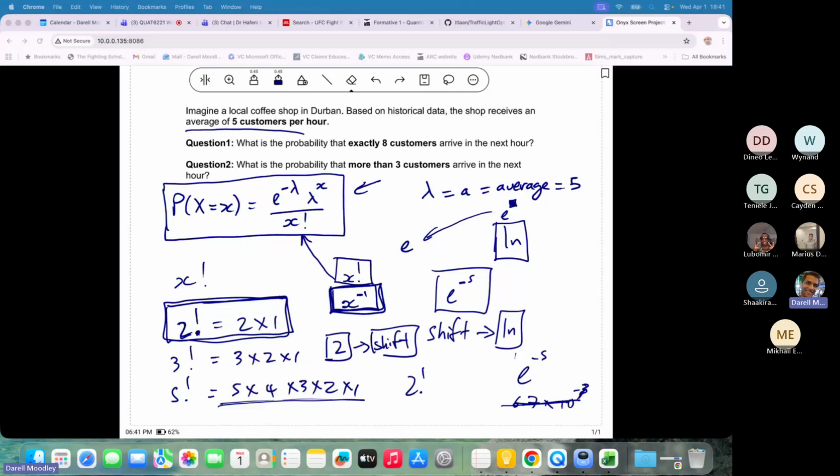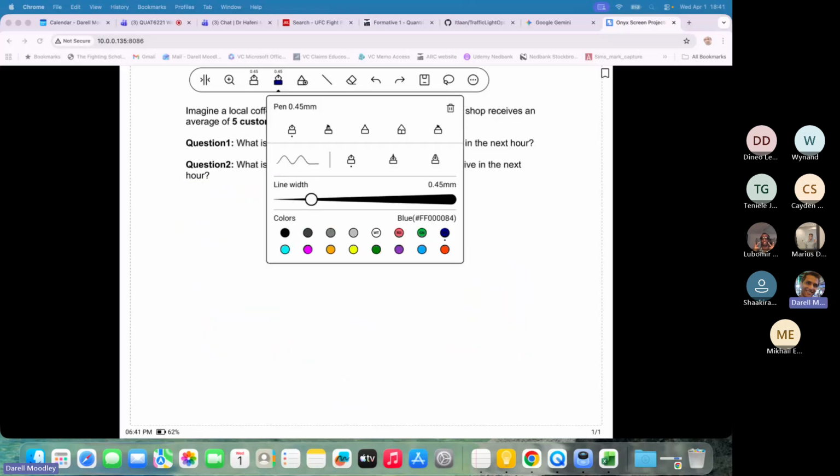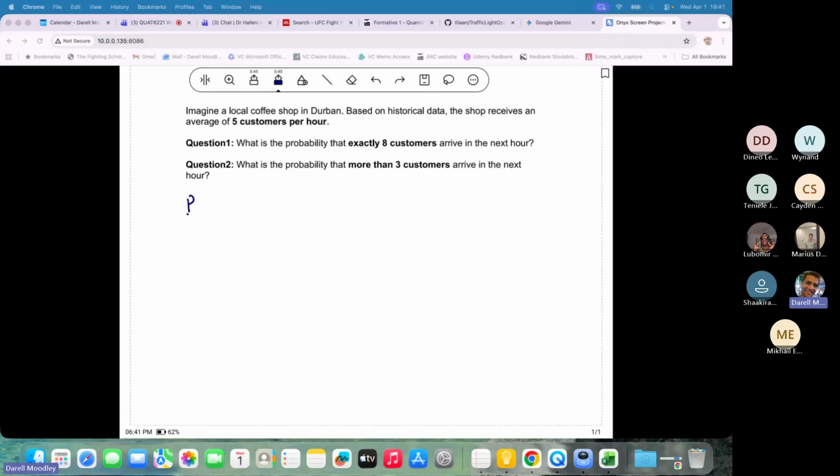But let's start putting some values into the equation to give you some sort of context. So let me erase some of this. It's going to clear everything out. Okay, so I'll rewrite the equation. The Poisson equation is the probability that x equals x, it's e to the minus lambda, lambda to the x, all over x factorial. That's the equation.